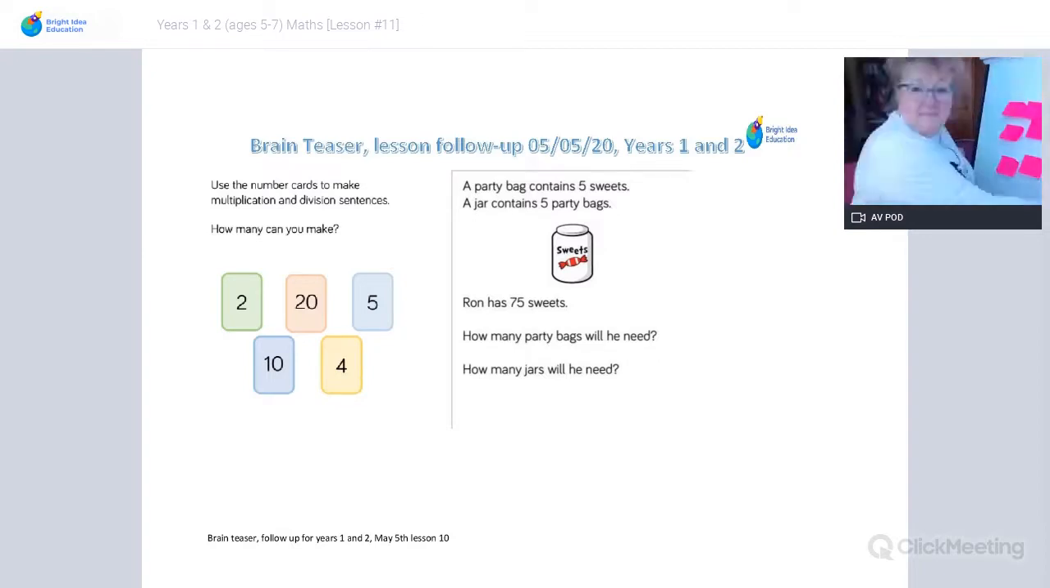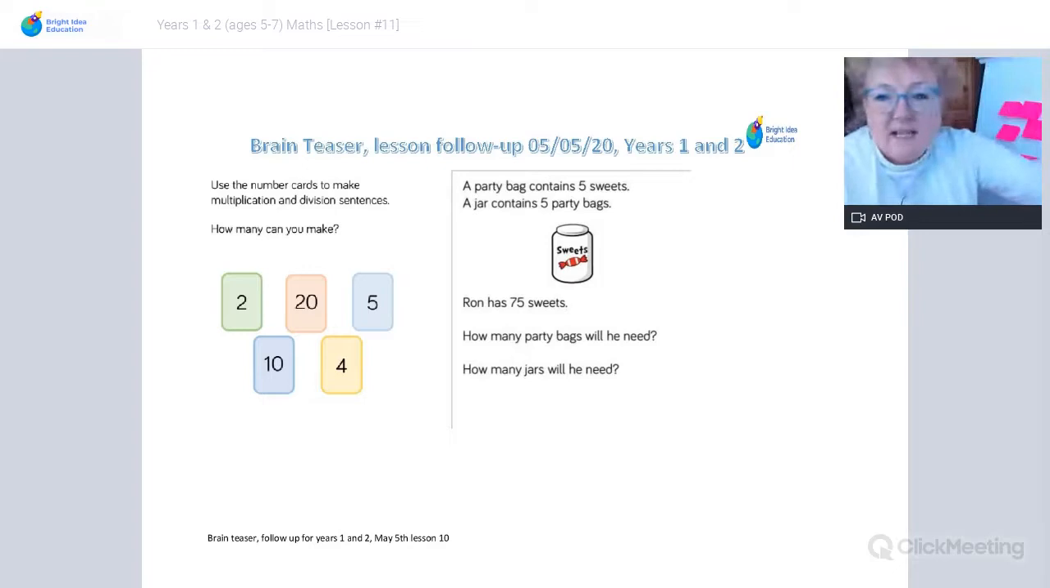So I've got them up on the board here. It's hard when I'm not on the big screen. So have a little look. Okay. What sentences can you make?